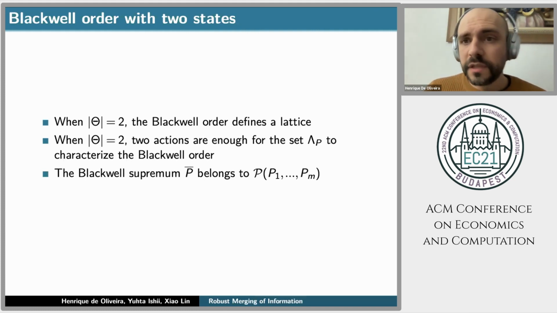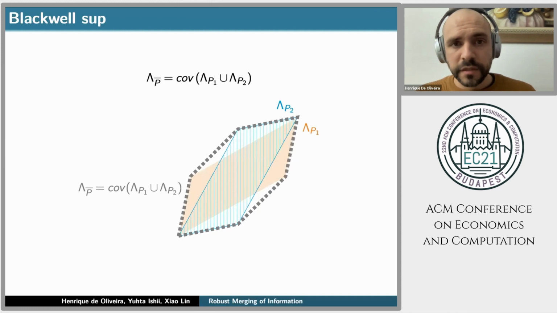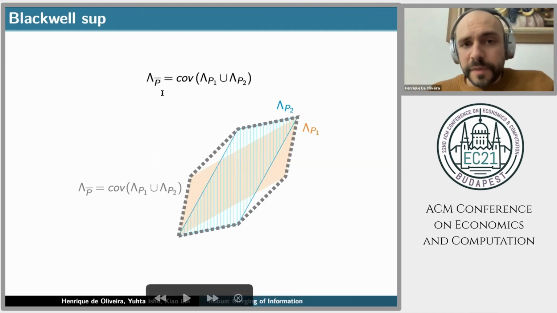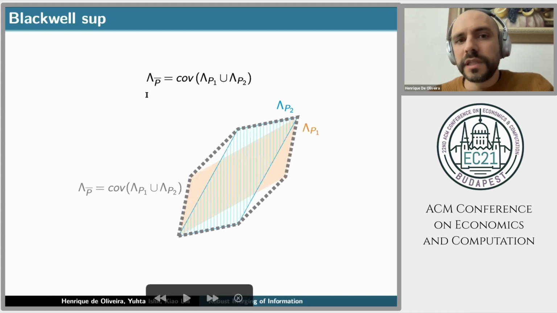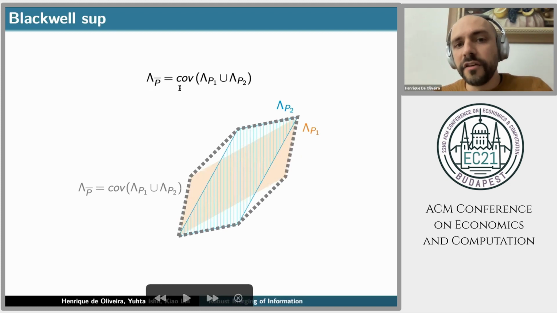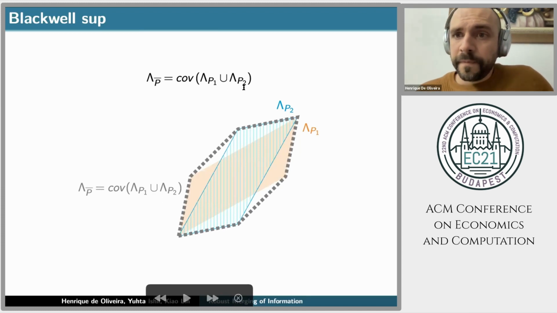So once we do all this, then we know exactly what is the solution to nature's problem. Nature should just pick the Blackwell supremum, right? And the Blackwell supremum here has a very nice characterization. This is why I showed you this lambda set. So the lambda of the Blackwell supremum, because it's more informative than both P1 and P2, has to contain the union of P1 and P2. Not only that, but these lambda sets, the set of feasible actions, are always a convex set. So it needs to contain the convex hull of the union of lambda P1 and lambda P2. So lambda of the Blackwell supremum always contains the convex hull here.